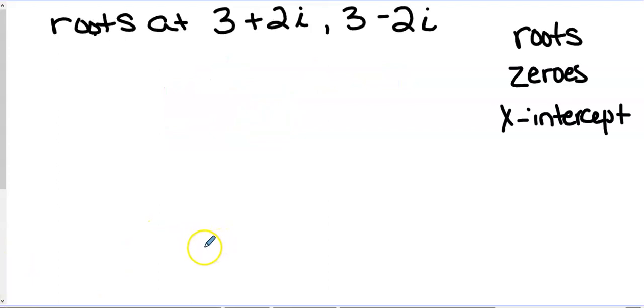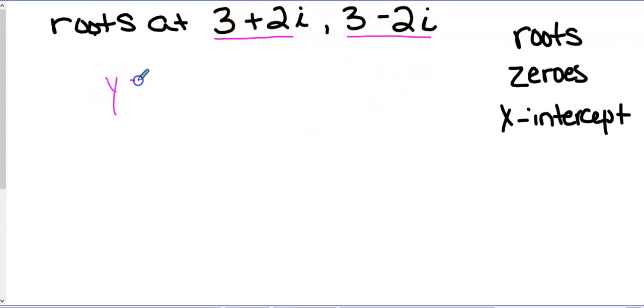Okay, so this one's a little bit different. At first glance, you might think, oh, I'm supposed to just multiply 3 plus 2i times 3 minus 2i. But this is a polynomial function. If I said you've got a polynomial function and you've got roots, this is one of your roots and this is the other one. This is a conjugate pair. So if you have this root, you've got to have this one.